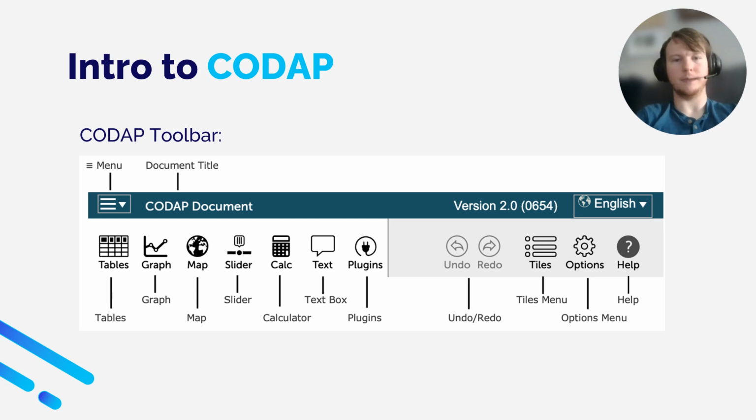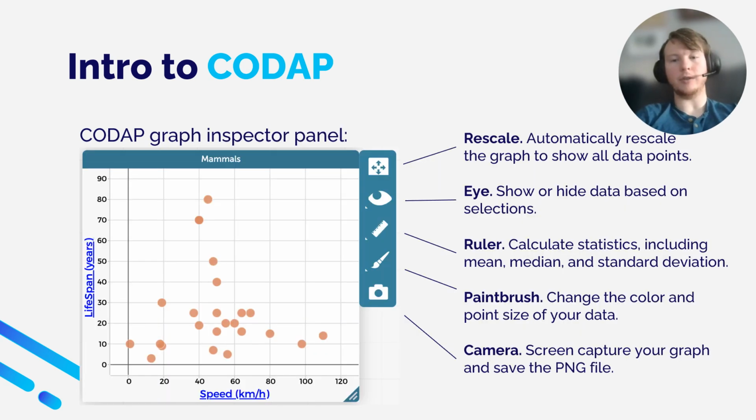Students will also often use the menu button to do different things such as loading data or saving data in different ways. We also want to go over a few options on the Graph Inspector panel, which will pop up when a student clicks on a graph. Most of these students will not need to use too often in the course, but the big exception is the ruler button, which students will use very frequently.